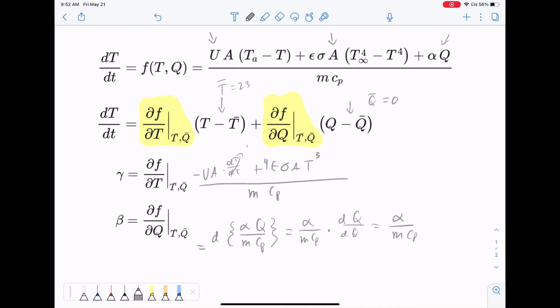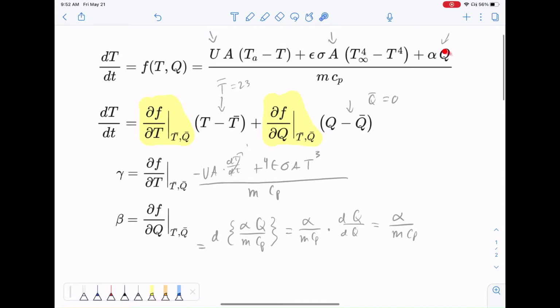Just to reiterate one more time, what we've done is we've taken this lumped parameter model right here. We have our general linear model right here with the derivatives with respect to both temperature and the heater values, and we're solving for those derivatives. The first one with respect to Q is pretty easy. The derivative of all this function here with respect to Q is just this constant divided by this constant. So it's alpha divided by mass times heat capacity.